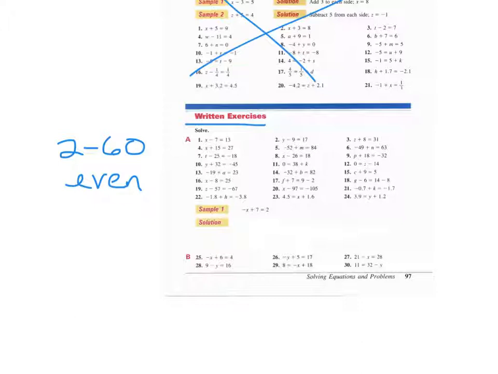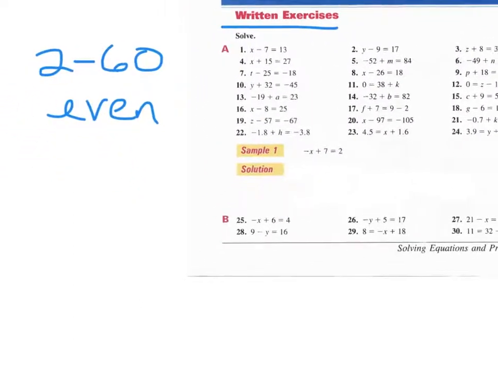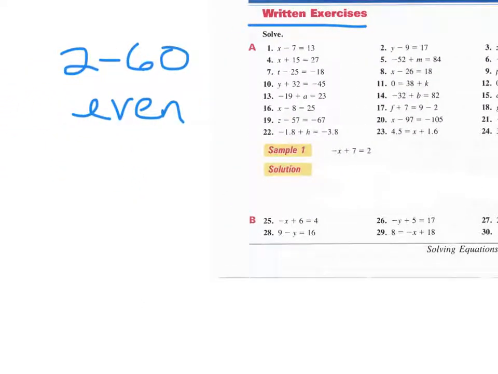So let me show you one more example here for the adding and subtracting before we move on to multiplication and division. So here, notice we've got a sample here, and this one's a little different, but we're still going to try to isolate x. So I'm going to subtract 7.